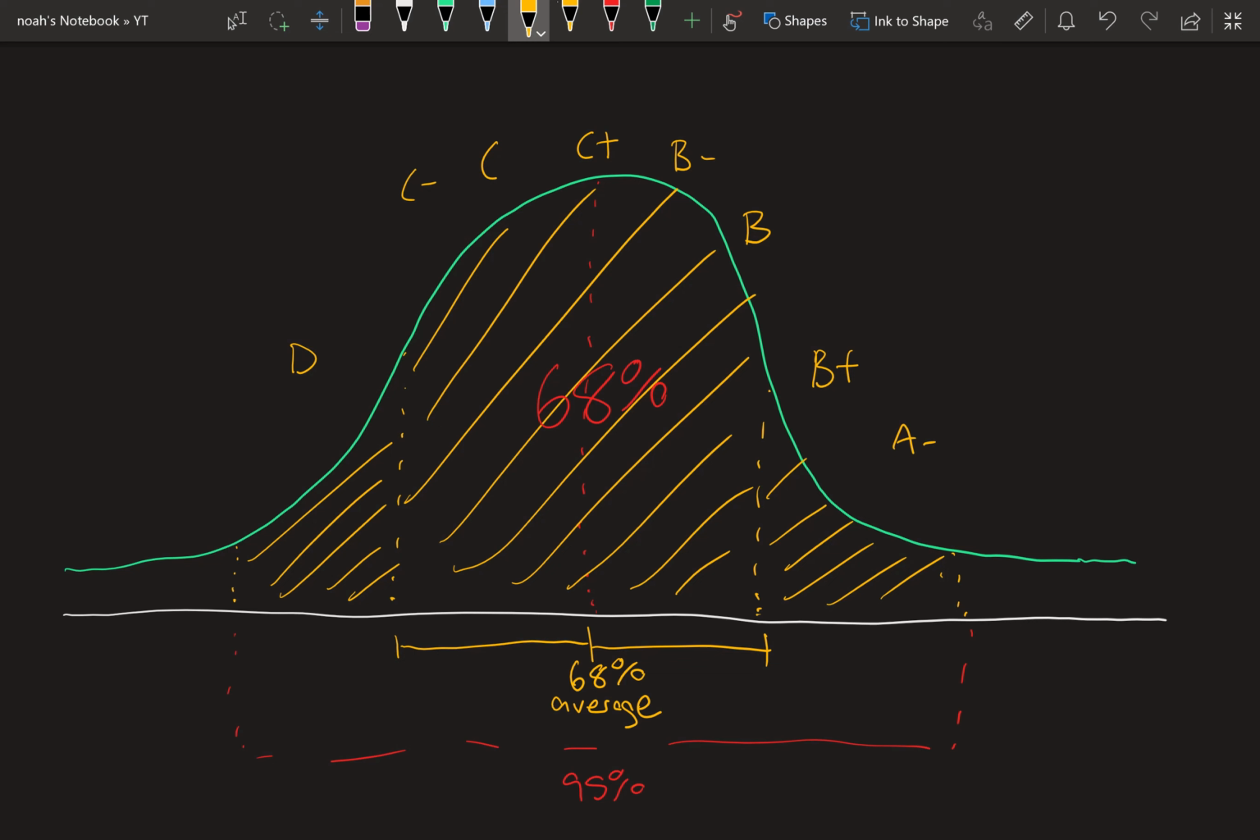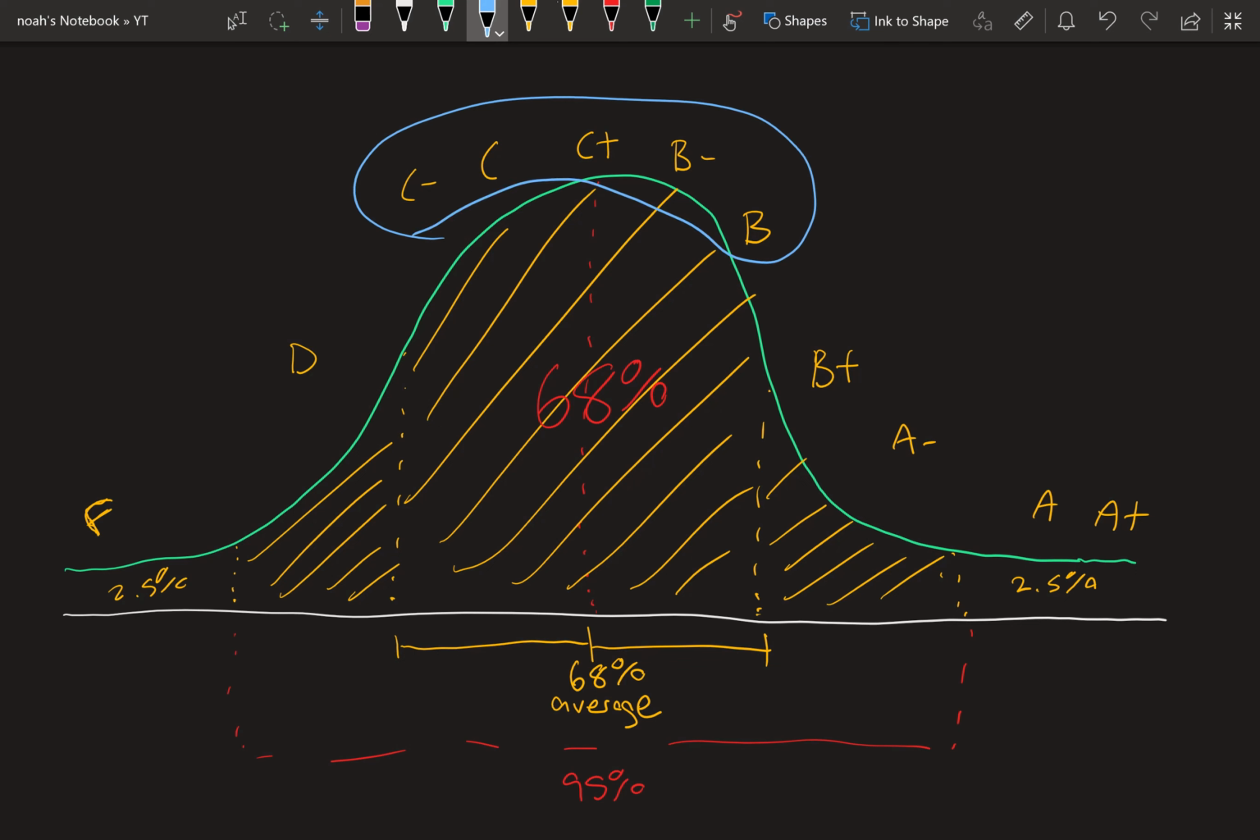And then the last 2.5% on the top and bottom is the most rare. This would be like A plus, very hard to get. And then a small portion of people will fail the class. And the professor will assign these grades based on your relative performance. So if you do around average, you'll be in this range. And then if you're above average, you'll be here, below here.